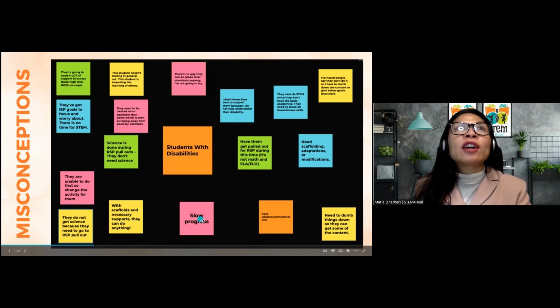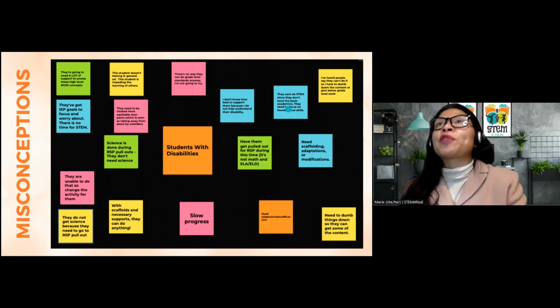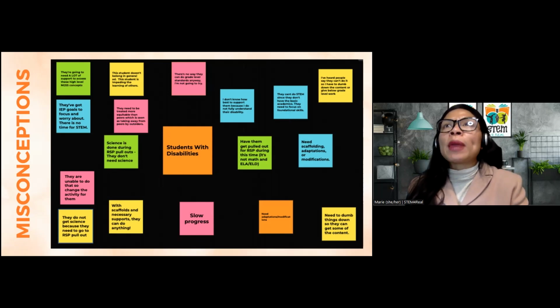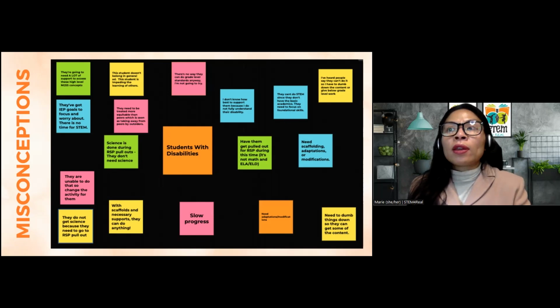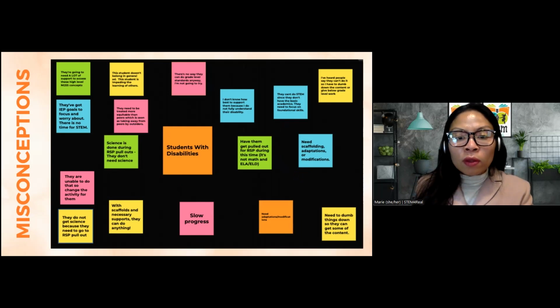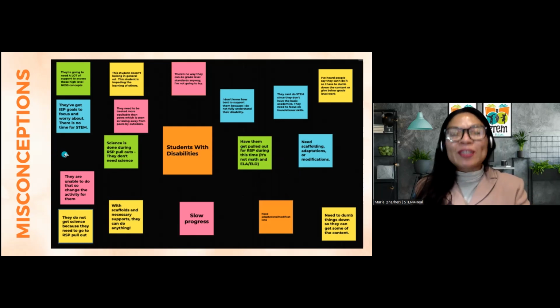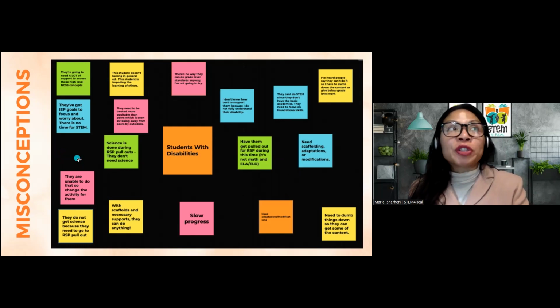So what do you think? After reading some of these Post-its, how do these make you feel? One of the Post-its that stands out to me is this blue Post-it right here: They can't do STEM since they don't have the basic academics. They need to focus on foundational skills. We need to dumb things down so they can get some of the content. That's right. When we're reading these comments, it's very deficit-based, and we're not looking at the strengths of our students with disabilities.